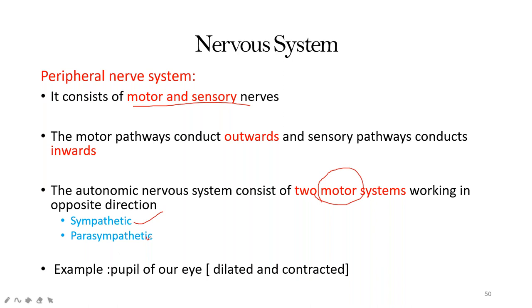I have given you the example of the pupil of our eye. It dilates and contracts. Whenever it dilates and contracts, these two operations take place, sympathetic and parasympathetic. When you look at an object very closely, then your pupil will contract. The expansion or contraction of your pupil depends upon the object the person sees. If I look at the sun, my pupil will contract. Again, when looking at a dark object, it dilates. In a similar way, these two actions take place under the motor system.